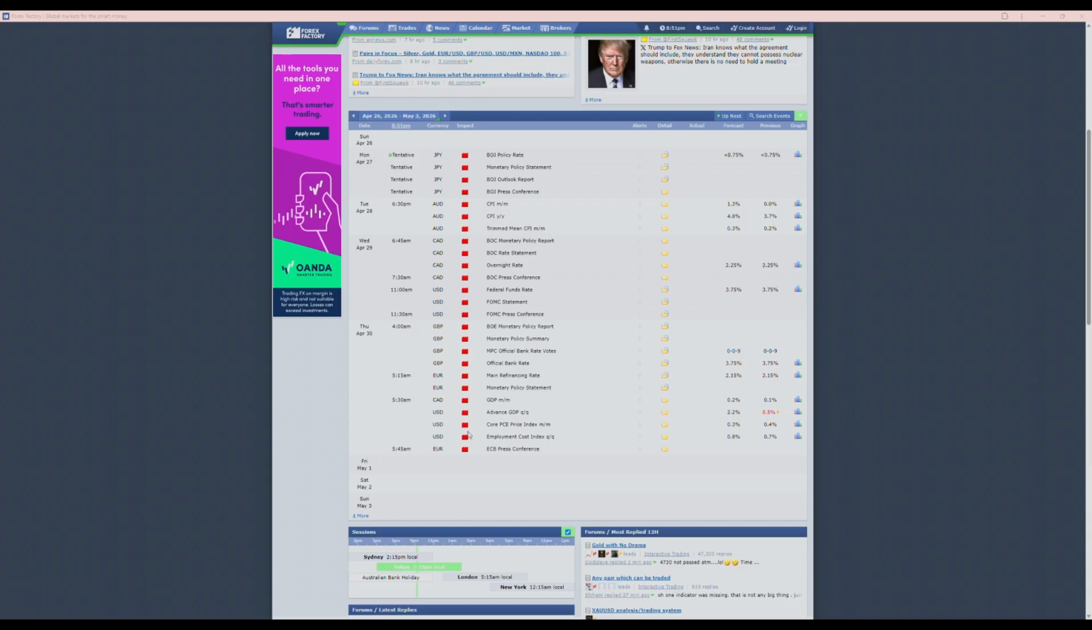GDP, employment cost index and core price indexes. So it's pretty packed for the last week of April's trading. So we could be seeing a lot of manipulation going on.